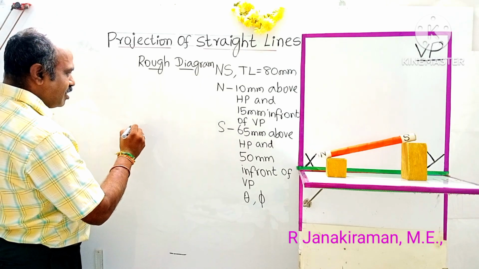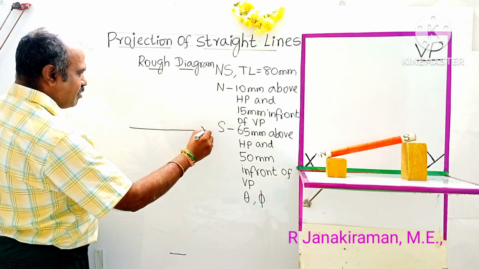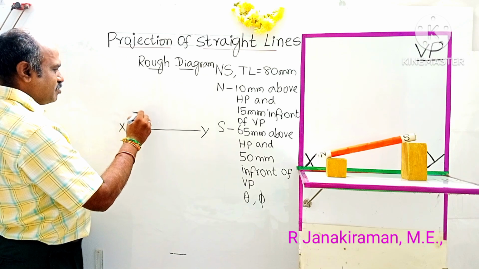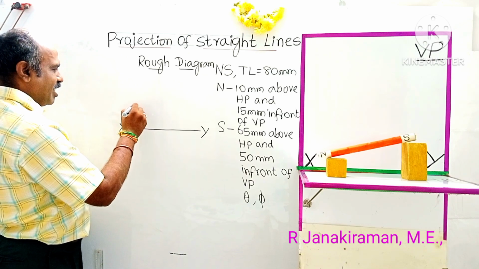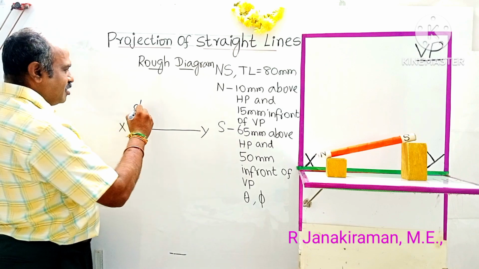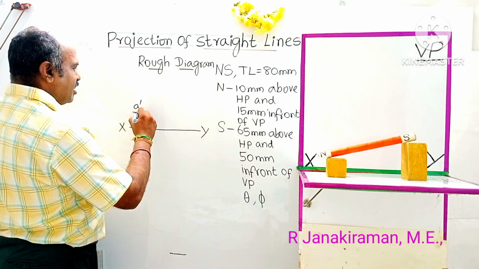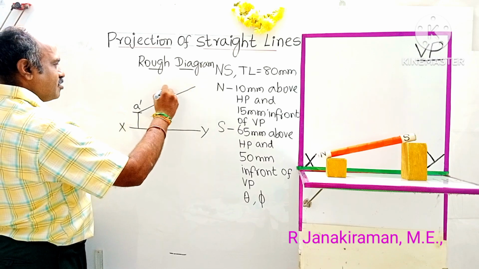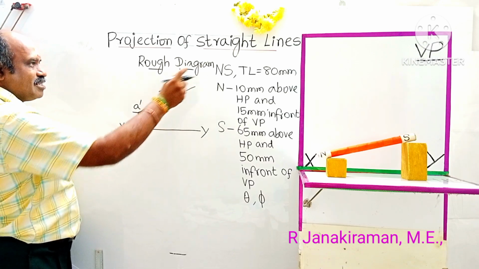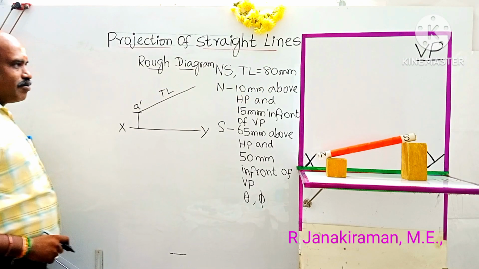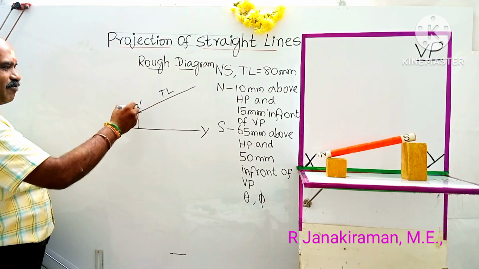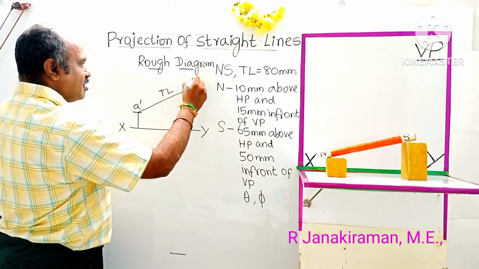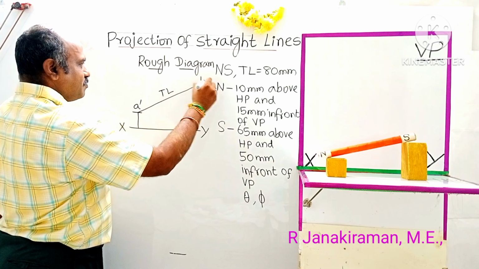First, you will draw the XY line called the reference line, marked X and Y. Consider this is above HP, the distance is marked as A dash. Then we will draw the angle inclined to HP, the true inclination with HP. This is the true length of the line, whatever is given, here 80 mm. The name of the line is NS, but here for reference we draw it as AB. This end point shall be marked as B suffix 1 dash.